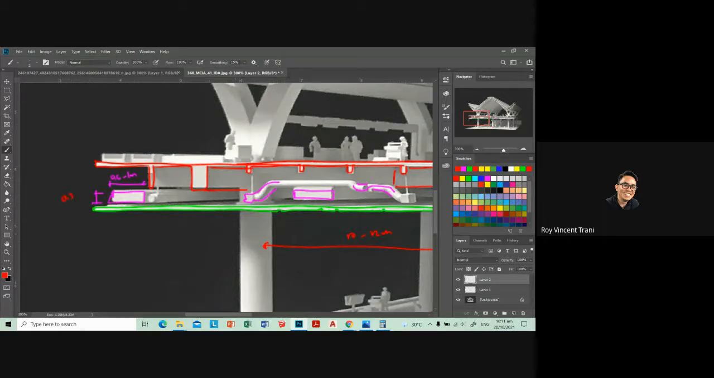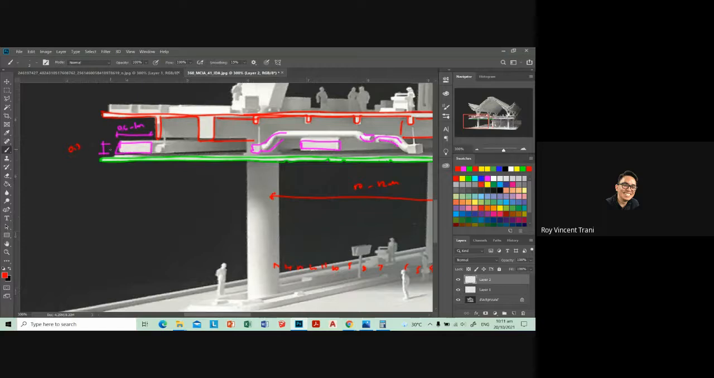Let's see, that's 600. Yeah, it's almost as wide as a person. So maybe that's very easily 0.6, and this is very easily like 1 to 1.2.